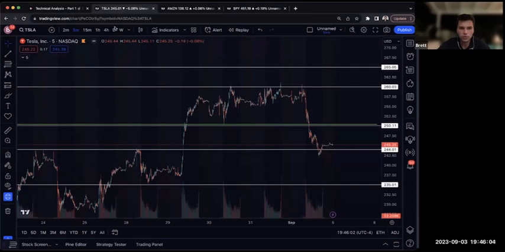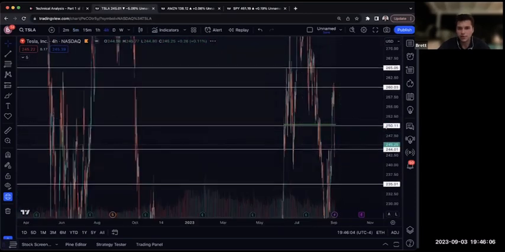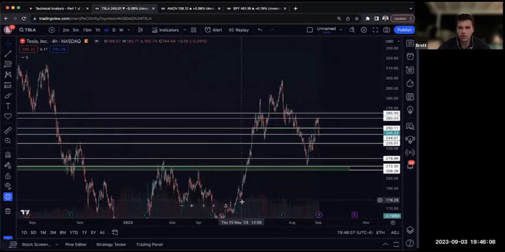I can go to the 4-hour time frame. We'll go over time frames. I chart on the daily, the 4-hour, and the hourly time frames. I go from daily to 4-hour to hourly. That's my whole process: daily, 4-hour, hourly.